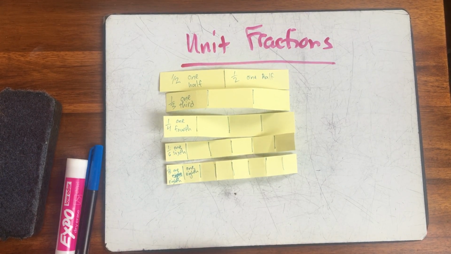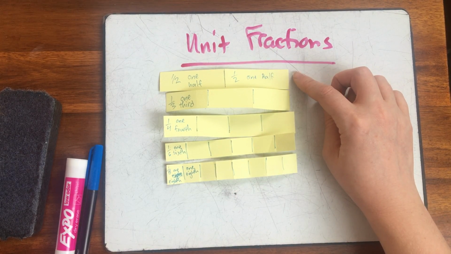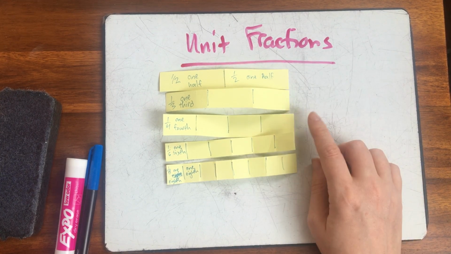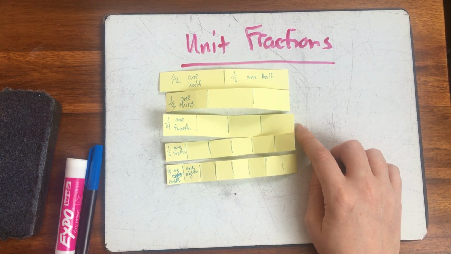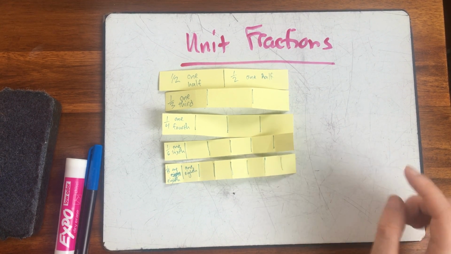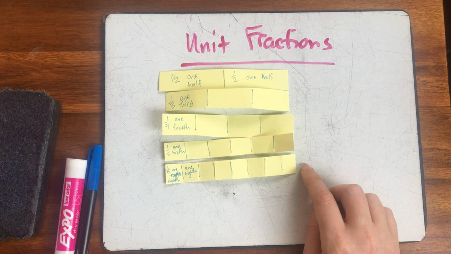These are the most important unit fractions that you need to know for 3rd grade. Let me go over them one more time. If you split something into 2 pieces, each one is called 1/2. If you split something into 3 pieces, each one is called 1/3. If you split something into 4 pieces, each one is called 1/4. If you split something into 6 pieces, each one is called 1/6. And if you split something into 8 pieces, each one is called 1/8.